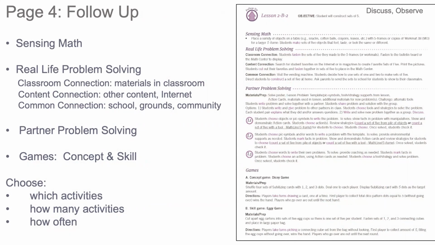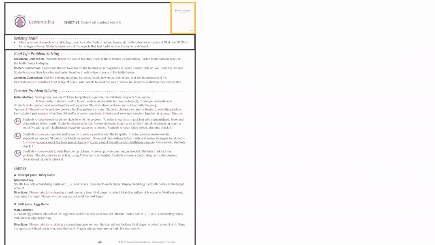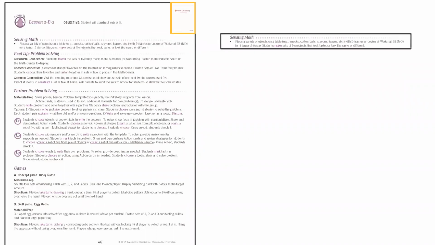The fourth page is full of activities that allow you to extend and review what has been learned during a lesson. The activities on this page can be taught by paraprofessionals or support staff in your classroom to support small group rotations. There are 4 parts on this page: sensing math, real-life problem solving, partner problem solving, and games. The amount and activities you choose to complete on this page is up to you and your classroom need. There's not a material list for this page as the activities are optional. Any print materials for the activities are found within the members only content.